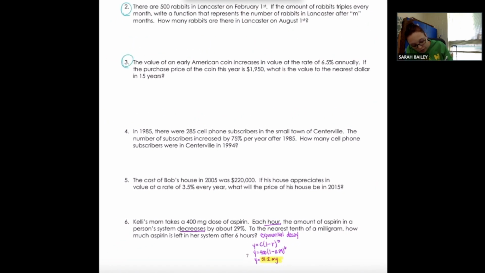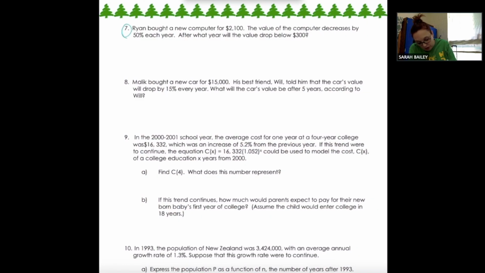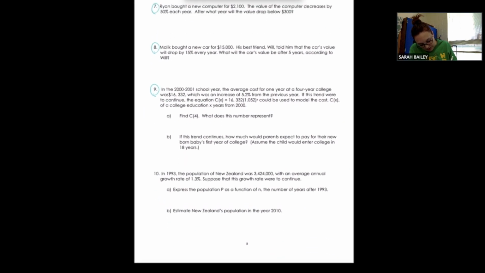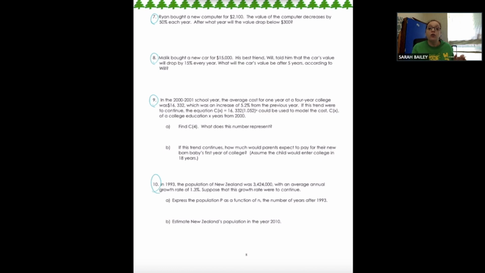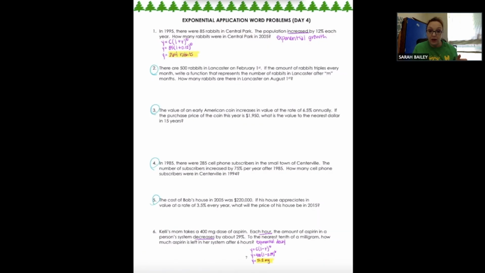Okay, so I actually am going to have you practice these now. So you're going to do 2, 3, 4, and 5 on this page, and then 7 through 10 on the next page. So pause the video and do the remaining problems on both pages. Make sure you're showing your work, and then come back and we'll check.